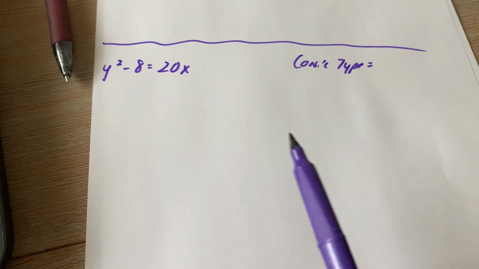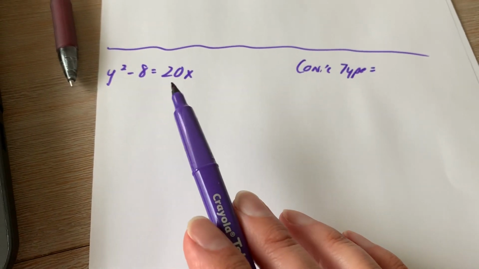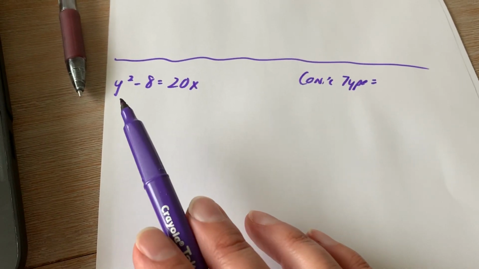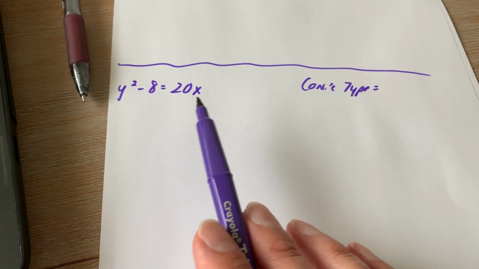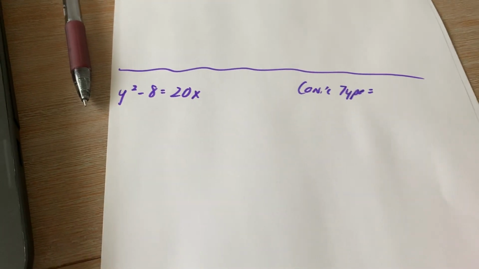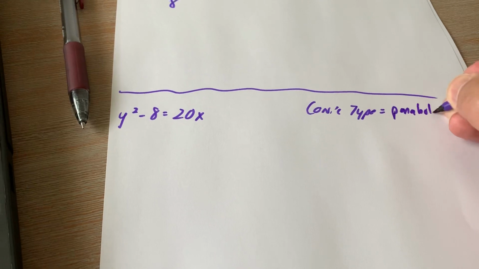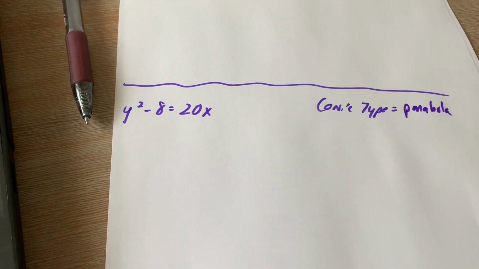So on this particular one, I have y squared minus 8 equals 20x. Now I can see I have a y squared. The x is to the power 1. So I'm looking at another parabola. This parabola, instead of being up down though, is going to be right left.